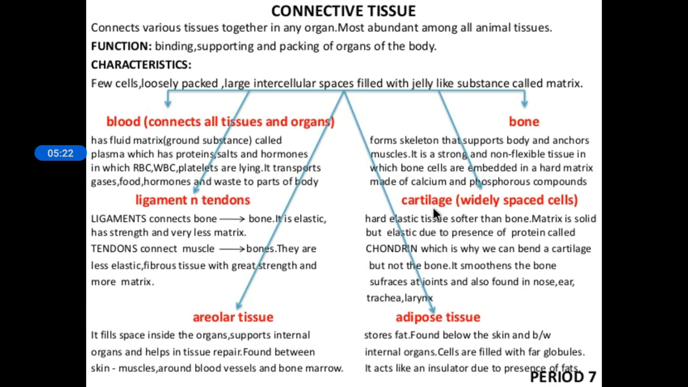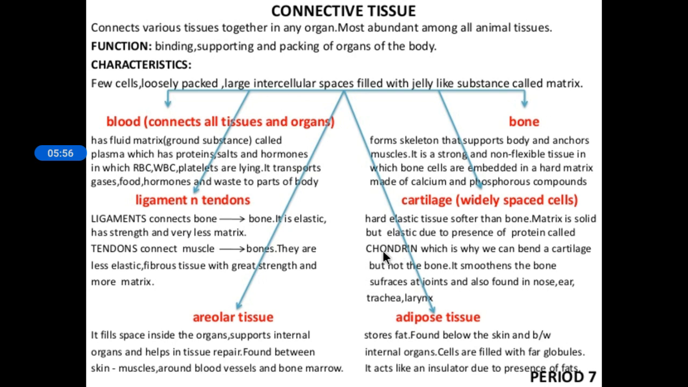Next comes the cartilage. Cartilage, as you may know, is very soft, with widely spaced cells, and is a hard, less elastic tissue, softer than bone. That is, very soft compared to bone. The matrix is solid but elastic due to the presence of a protein called chondrin, which makes it soft.